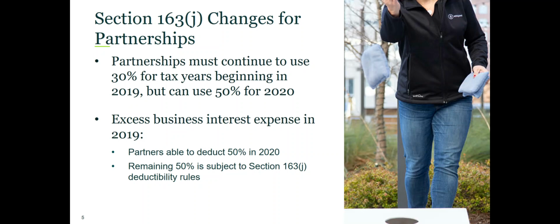As 2019 partnership returns are still required to use the lower 30% limitation, they are awarded special treatment come tax year 2020. To the extent a partnership had suspended interest in 2019, or what is called excess business interest expense, that excess business interest expense in 2020 will be 50% deductible and otherwise not subject to the 163J limitations. And the remaining 50% will be subject to the 163J deductibility rules.